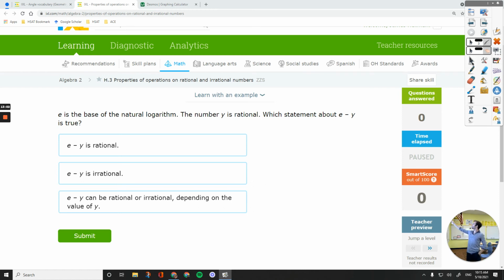e is the base, y is rational. So I know this is irrational, this is rational. When you combine them together, it says e minus y. Add or subtract, doesn't matter. Combining them together is going to give you irrational. So that's going to be the answer. When you mix them together, that's going to be the answer.